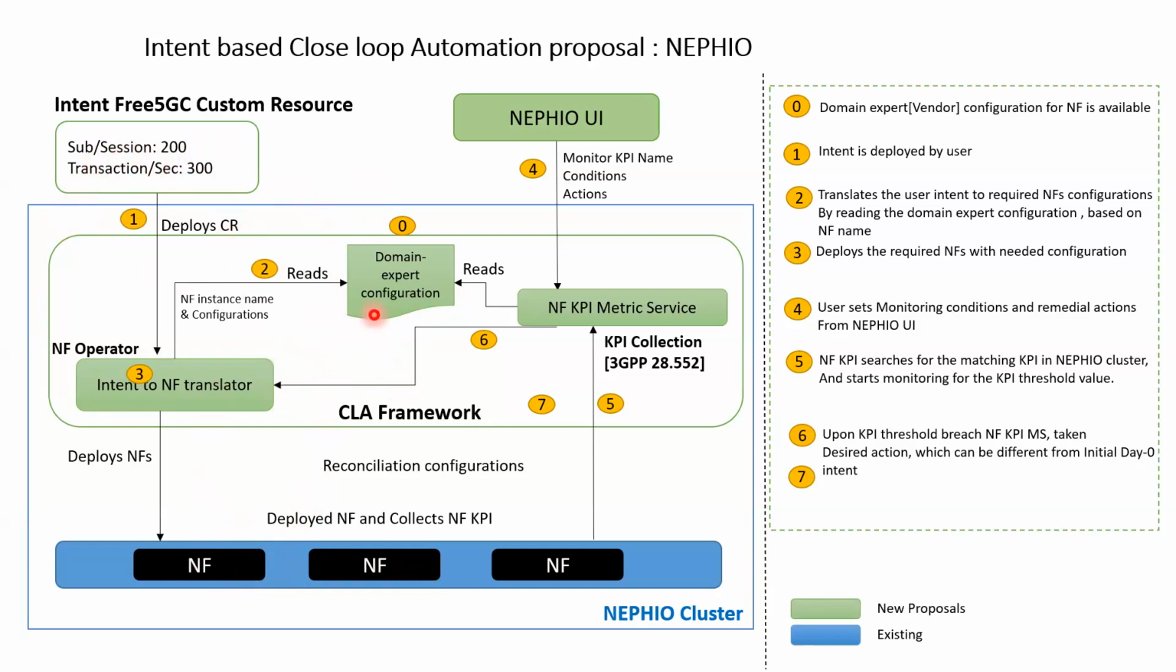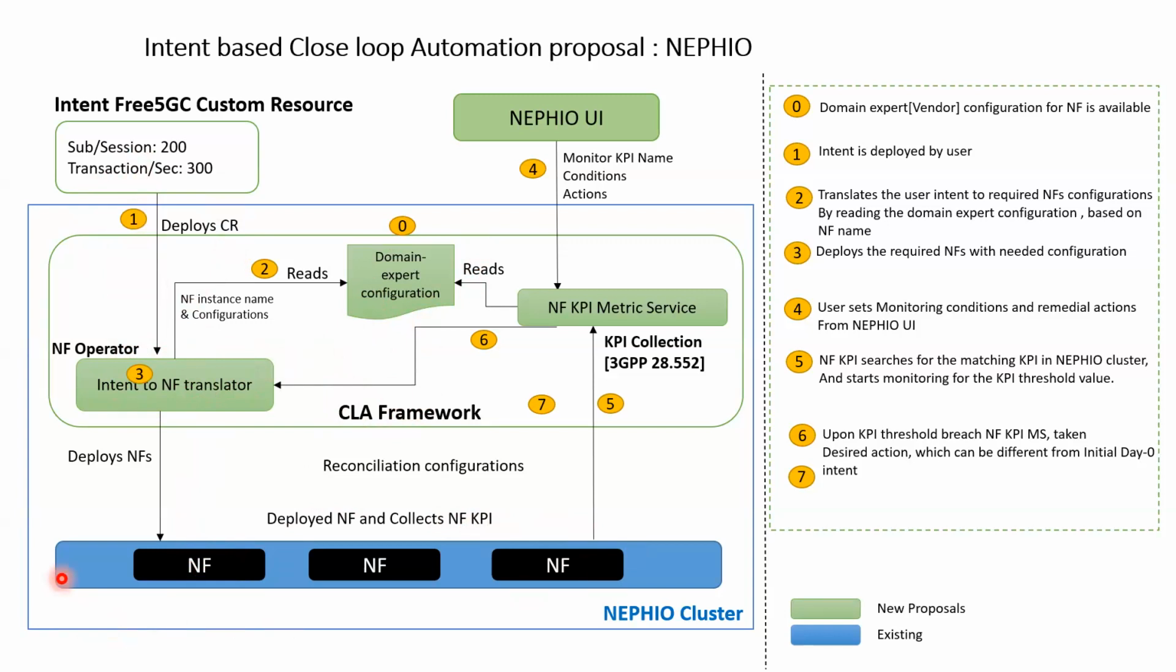And that is what will always be available from the domain expert, and we have prepared that internally. We can say that's a demo preparation, and then we try to deploy that. When this kind of information comes from the user, we read our domain expert configuration and find out, yes, these many NFs are required, and then we deployed those NFs with so-and-so configuration, whatever is mentioned here. And then we were able to deploy those NFs.